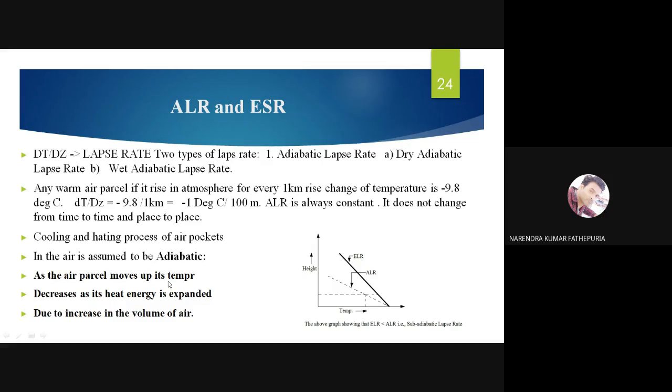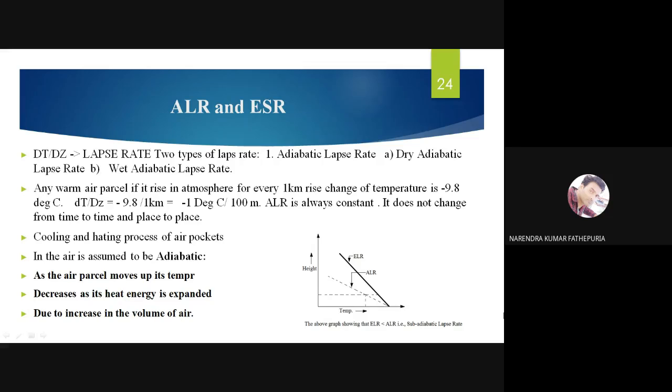Okay. So as the air parcel moves up, its temperature decreases as its heat energy is expended due to the increase in the volume of the air. This is the common phenomenon. So you see there, this is the height on the y-axis and temperature on the x-axis, and this is the environmental lapse rate. The darker one is the environmental lapse rate, and this dotted one is the adiabatic lapse rate. So adiabatic is the ideal condition, but we assume that for the whole atmosphere the lapse rate will be considered as adiabatic only. Okay. So everywhere you can put a slope on the x-axis and y-axis, you can get the ratio, right? So suppose here you can put a slope and then you can get an environmental lapse rate. This is a common phenomenon.